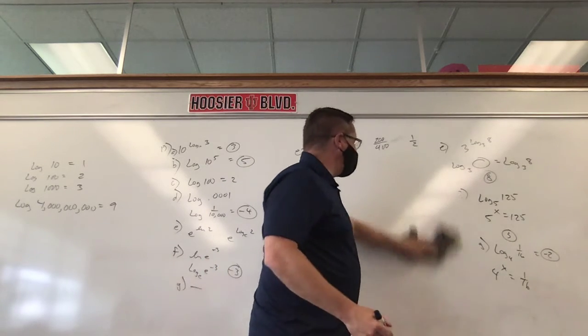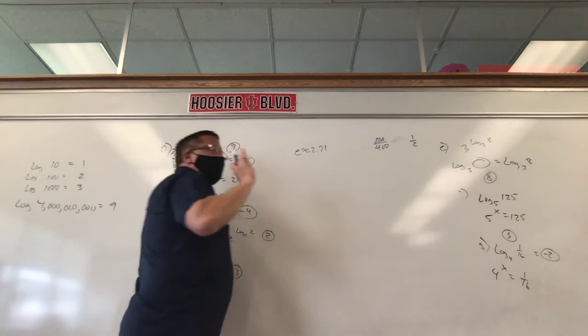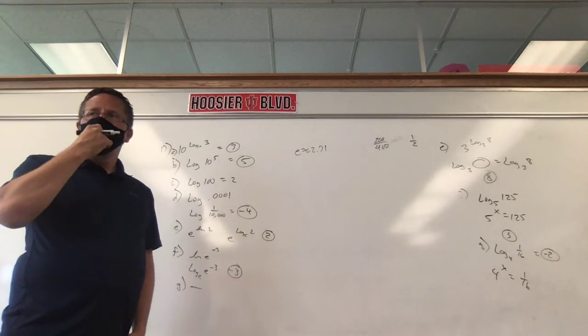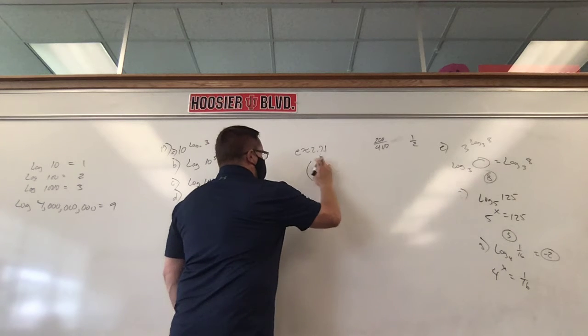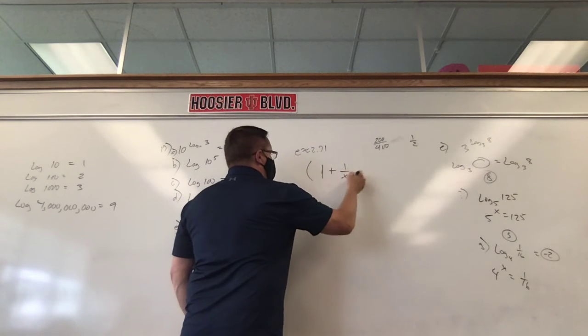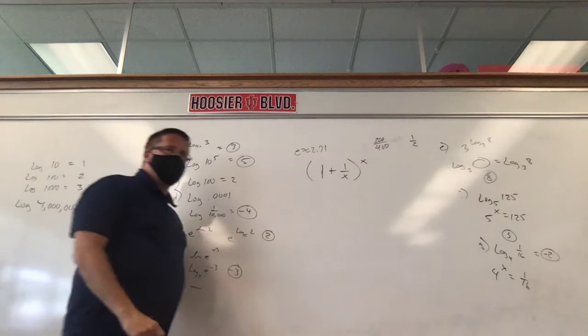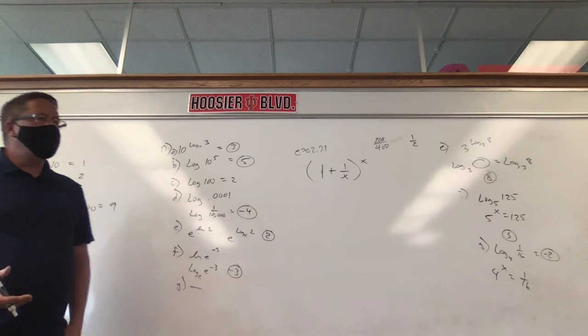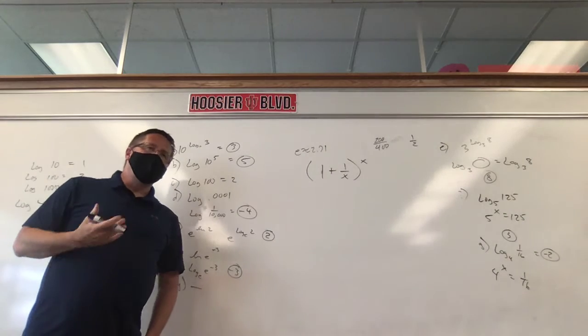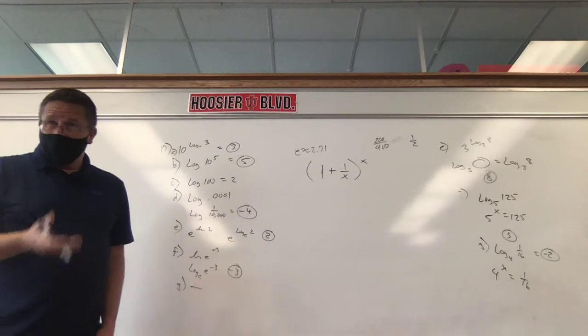Where the heck does E come from? I'm not going to make you memorize this. Okay? Here's what you do. You take 1 plus 1 over x, to the x power. Okay? And what do you plug in for x? Whatever you want. But the bigger the number, the closer it gets.